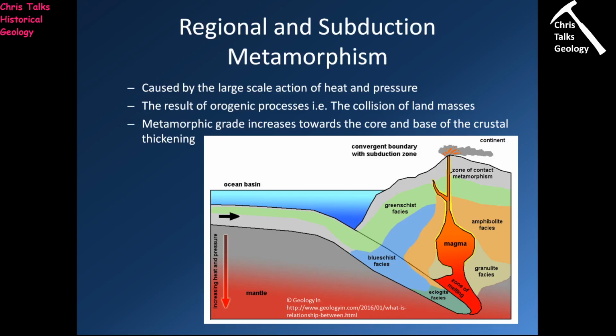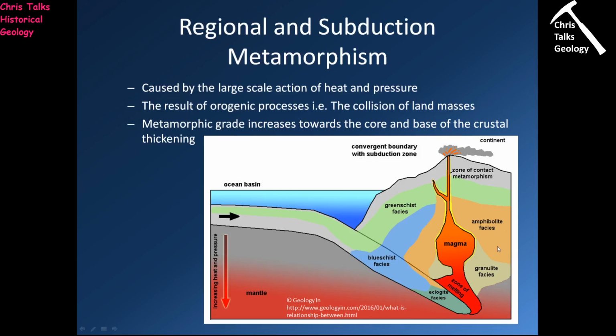So now we need to think about regional and subduction metamorphism. Regional and subduction metamorphism are caused by the large-scale action of heat and pressure. Both of these types of metamorphism are associated with convergent plate boundaries, where you have pieces of crust coming towards each other. Those will result in the formation of mountain ranges. So regional and subduction metamorphism is the result of orogenic processes, so the collision between continents. The metamorphic grade increases towards the core and base of the crustal thickening.